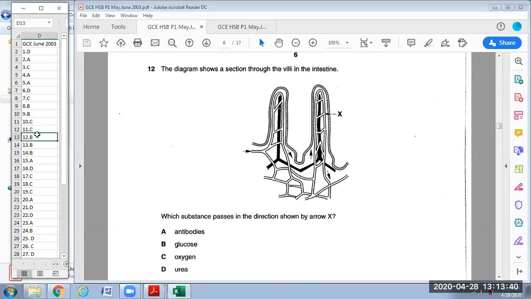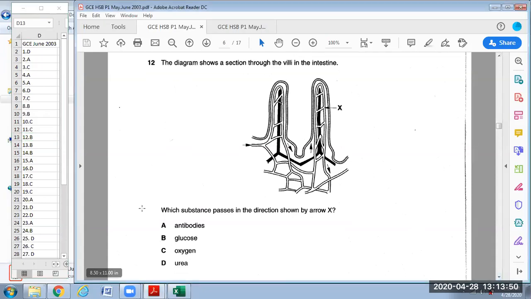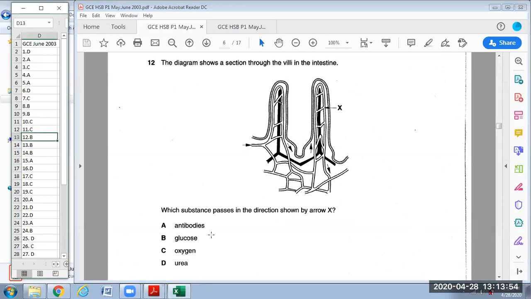The diagram shows a section through the villi in the intestine. 12, the answer would be B. Yes, B, glucose, because it points to the blood capillary. If it were the lacteal, which is that dark line, it would have been fats. But it doesn't have those options in any case.